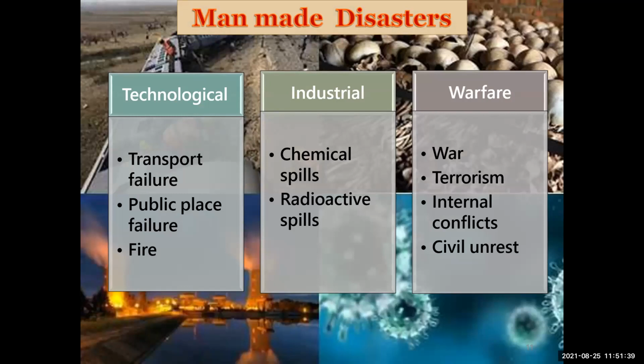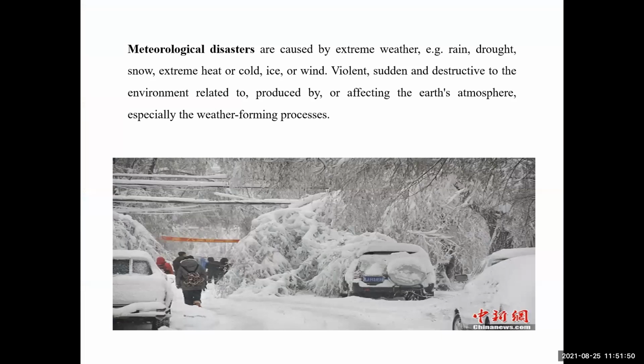And the industrial disaster: chemical spills, radioactive spills, and warfare: war, terrorism, internal conflict, and civil unrest. So this is the man-made disaster. The meteorological disaster is caused by extreme weather: rain, drought, snow, steam, heat or cold, ice, or wind, violent, sudden, and destructive to the environment, produced by or affecting the Earth's atmosphere, especially the weather forming process.